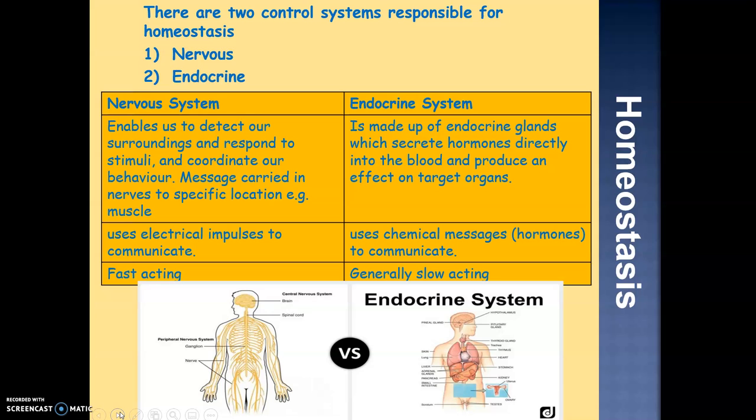Now, I'm just going to give you a brief overview of this before the next lesson, but there are two types of control system responsible for homeostasis. We have got the nervous system and the endocrine system. One uses electrical impulses. Yes, I said electrical impulses, so it requires electricity, and the other uses what we call chemical messengers, which are hormones. In the next lesson we're going to be talking more about how these two actually work, how they are defined as our control systems, and how they are responsible for homeostasis.